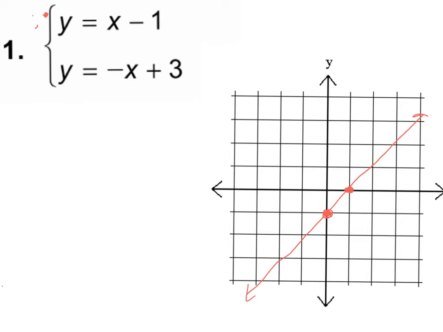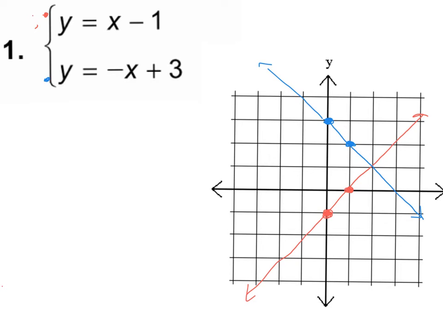My second line, which I'm going to put in blue, has a y-intercept of +3 and a slope of -1. So -1 slope means down 1 and to the right 1. And I'm going to again extend a line through the entire graph.